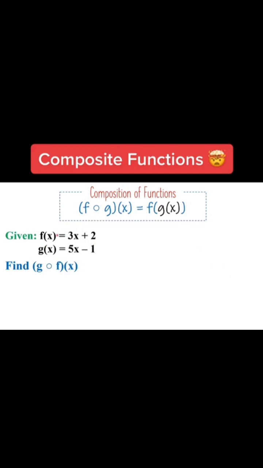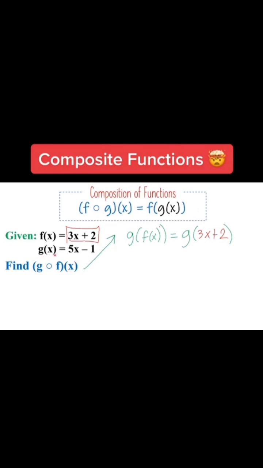Mag-try pa tayo ng ibang example. Same pa rin yung functions na given, pero this time we need to find g composed of f of x. Ibig sabihin, this is the same with g of f of x. So yung f of x naman yung nasa loob ng g. Then substitute natin. Dito tayo magsimula sa loob ng parenthesis. So magiging g of f of x. Ano ba yung value ng f of x? So 3x plus 2. Yun yung ilalagay natin sa loob. Again, pinalitan lang natin yung f of x ng kung ano yung value niya, which is 3x plus 2.